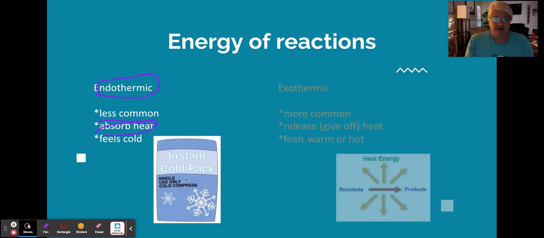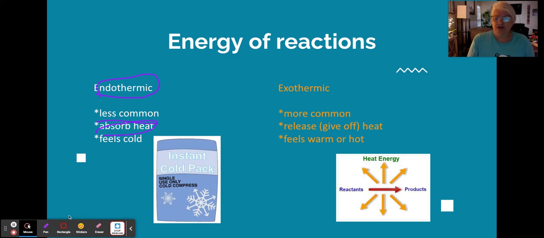Then there's exothermic, that's the other type. These are much more common. This is probably what you think of when you think of chemical reactions. These give off heat, they release heat, and it will feel warm or hot, kind of like our copper reaction. That was definitely an exothermic reaction. So you do need to know those two terms, exothermic and endothermic, and what they mean.